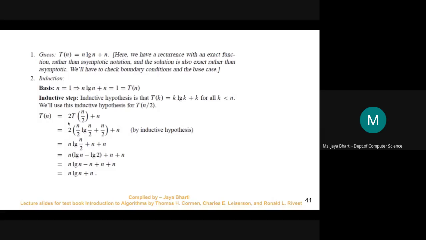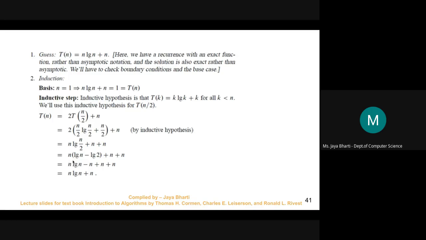So then we have 2 already. So now you are replacing that T(n/2) with n by 2 log n by 2 plus n by 2. Okay, and you already have the n. So now you will solve this. So then the 2 will be cancelled out. So it will be n log n by 2. Then this 2 will be cancelled out. It will be n plus n.